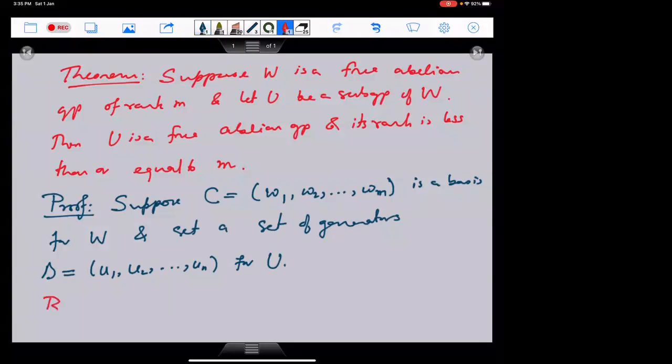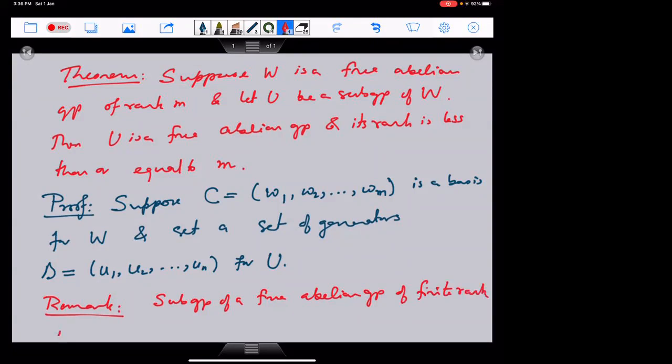So here is a remark, which actually we are going to prove after proving the statement, without assuming of course this theorem, that a subgroup of a free abelian group of finite rank is finitely generated. So this statement we shall prove a little later. So it's not that we are not going to prove it. This statement will be proved, but after some time.